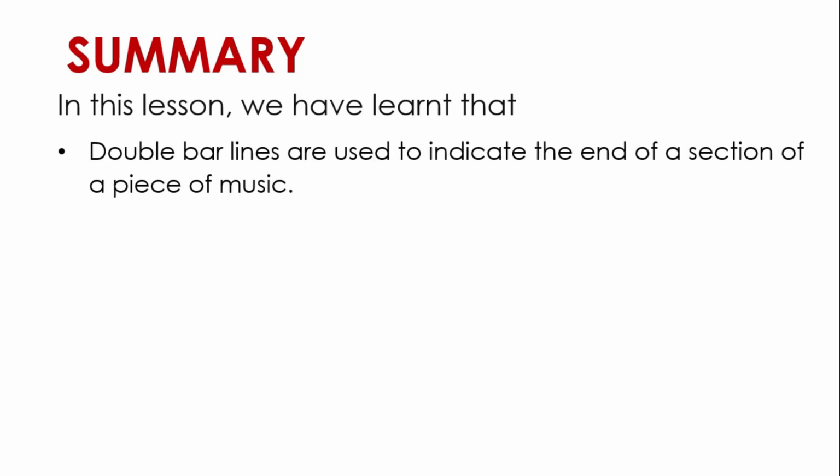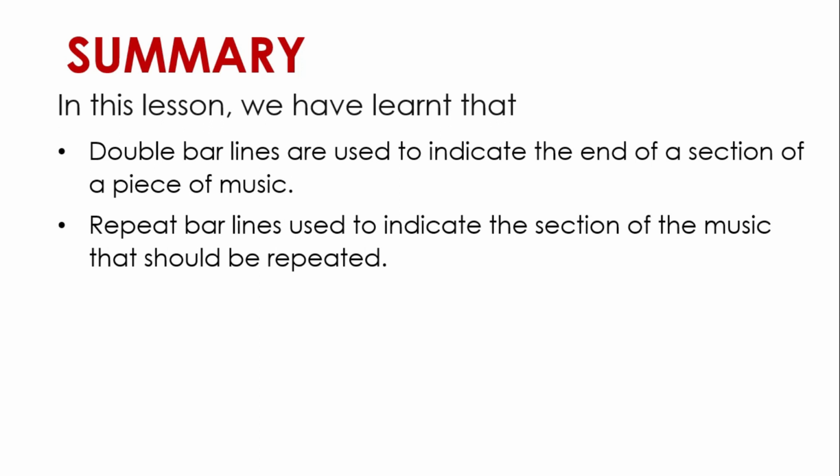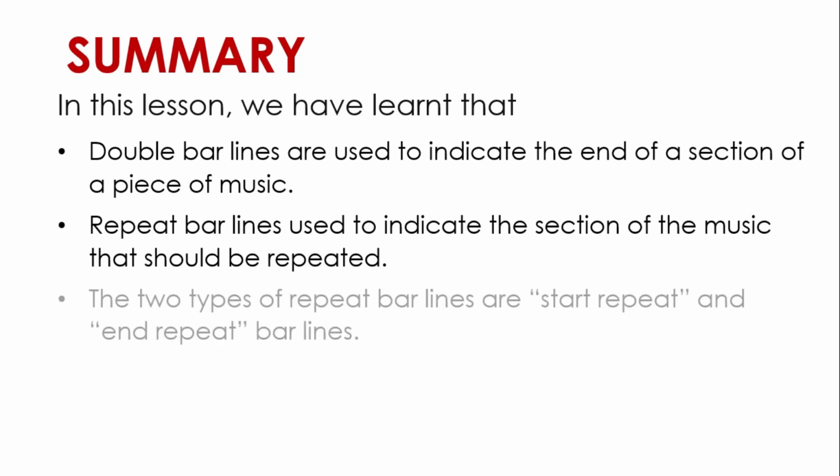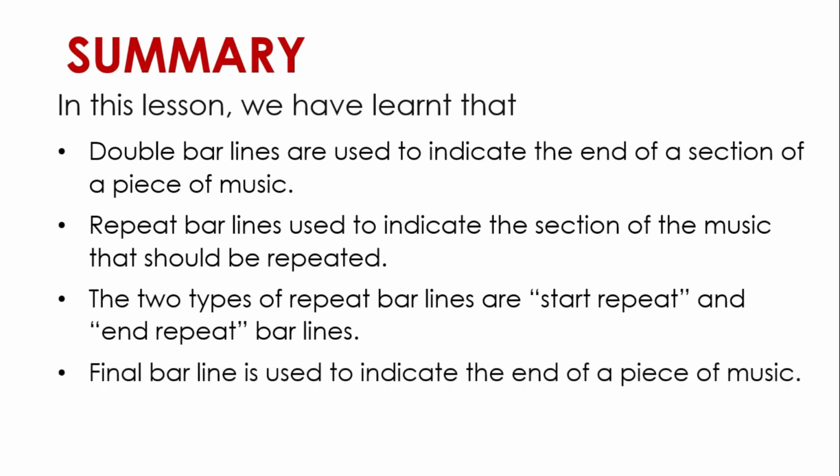Double bar lines indicate the end of a section of music, whether it's a phrase, a section, a verse, a chorus, or any section of the music. Double bar lines are used to indicate the end of that section. Repeat bar lines indicate the section of the music, or any line or phrase, that is to be repeated. You use the repeat bar lines to indicate where you are to repeat. The 2 types of repeat bar lines are start repeat bar lines and end repeat bar lines. And lastly, the final bar lines are used to indicate the end of a piece of music.